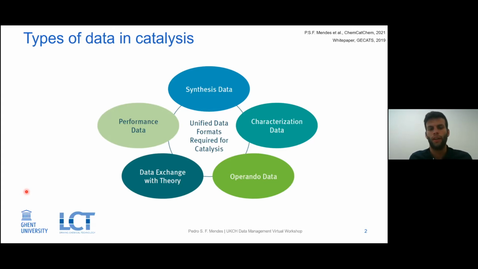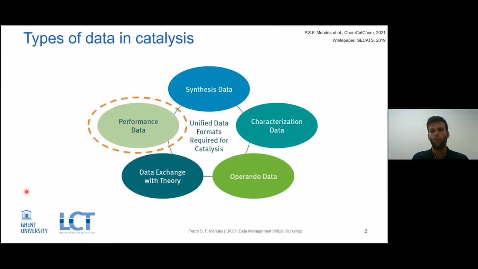So I wanted to start exactly by categorizing a bit the different types of data. According to GCAT, the German Catalysis Society, these are the 5 types of data for which we need to get unified formats. These are very generic categories, and today we'll focus on a specific one, exactly because of what Brian just said before, of being hard to make tailored solutions for such a variety of data.